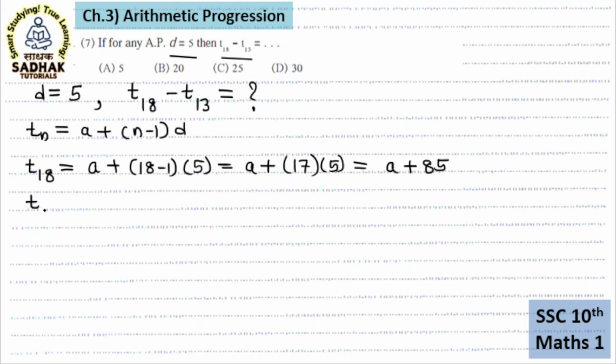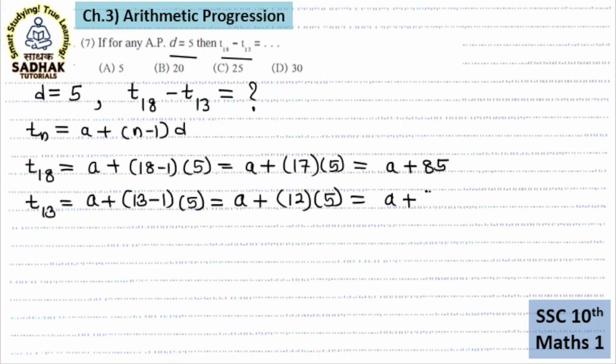Similarly, let us find out the value of T13. So that will be a plus (13 minus 1) multiplied by d, that is 5. So that will give us a plus 12 multiplied by 5. So that will be a plus, 12 5s are 60.